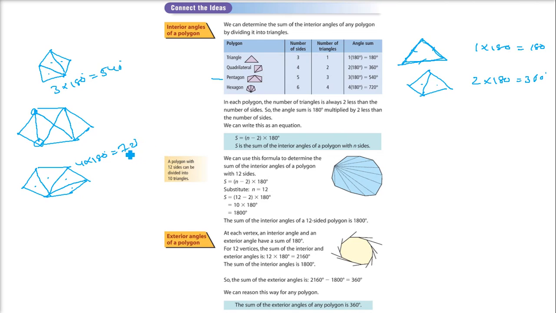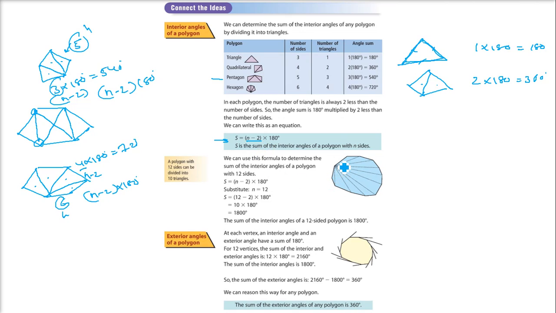So we have a formula here. The sides are 6, but we used 4. So if this is n, this will be n minus 2. So n minus 2 into 180 degree. Again, let me clarify it. The sides are 5, but we use 3. So if this is n, we use n minus 2. So the general formula is n minus 2 into 180 degree. This is the sum of interior angles of any polygon with n sides.